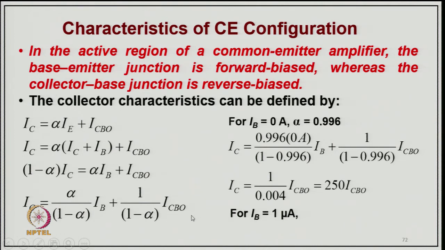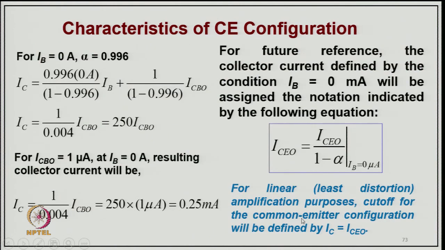For IB equal to 0, alpha equal to 0.996. So IC equals 0.996 into 0 divided by 0.004 plus 1 upon 0.004 into ICBO. IC will be equal to 1 upon 0.004 ICBO, that is 250 times ICBO. For IB equal to 1 microampere, your IC will be about 250 times that, and for ICBO of 1 microampere, IC will correspond to 0.25 milliampere.